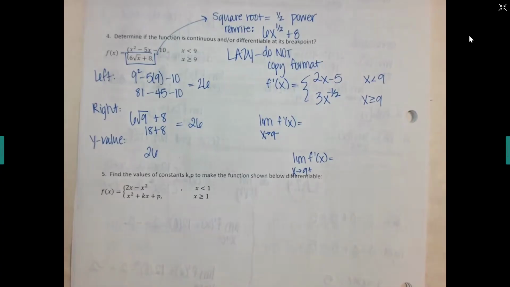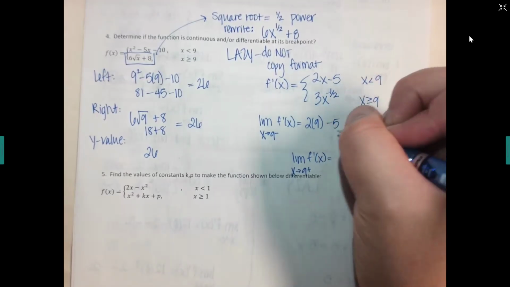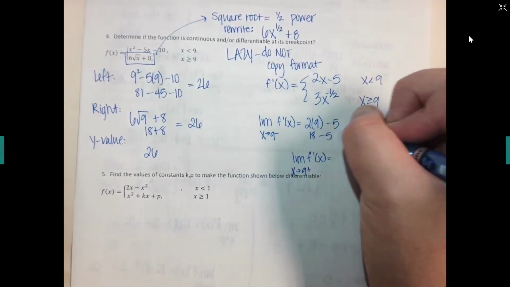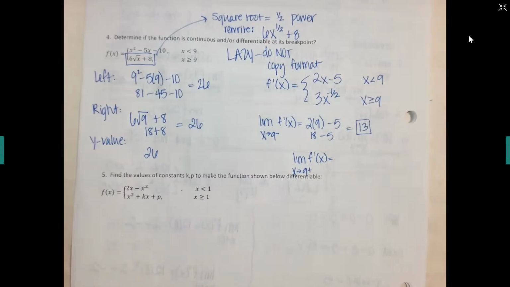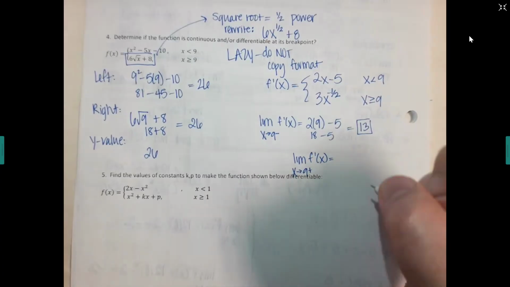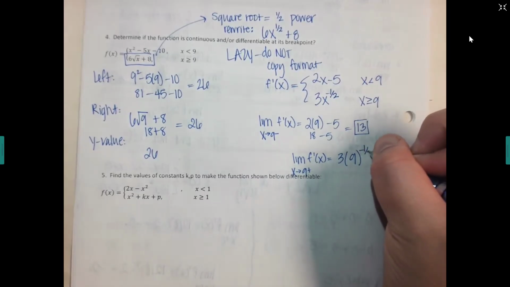Let's do this side first. I'm plugging into 9, so it'd be 2 times 9 minus 5. 2 times 9 is 18 minus 5, so my slope from the left is 13. Okay, now let's talk about plugging in the 9 here. So I'm going to have 3 times 9 to the minus 1/2.